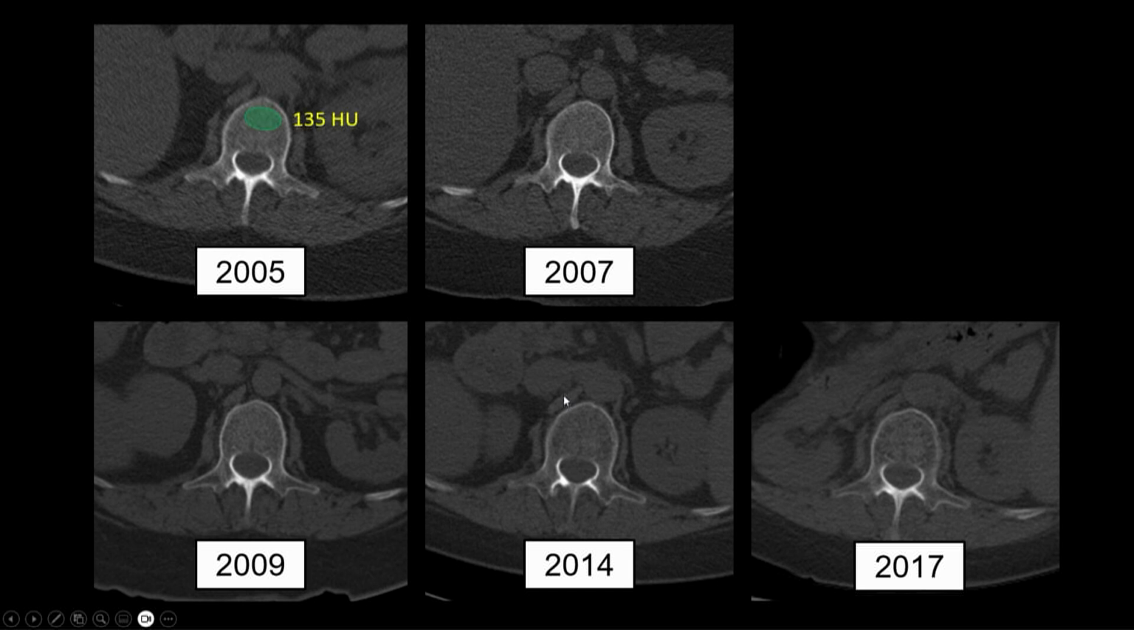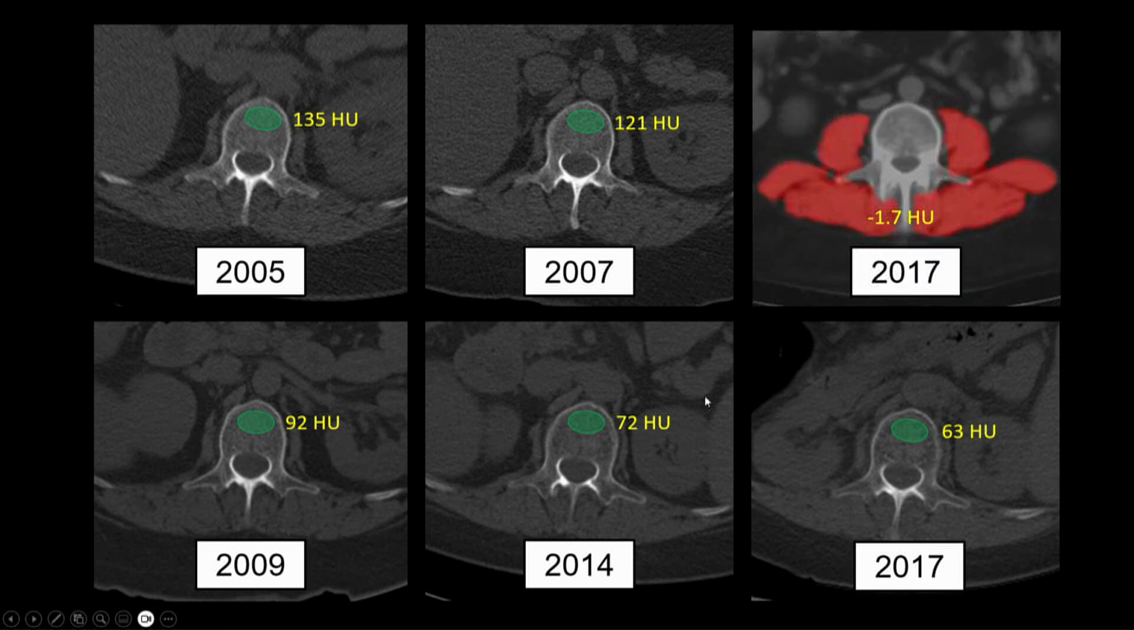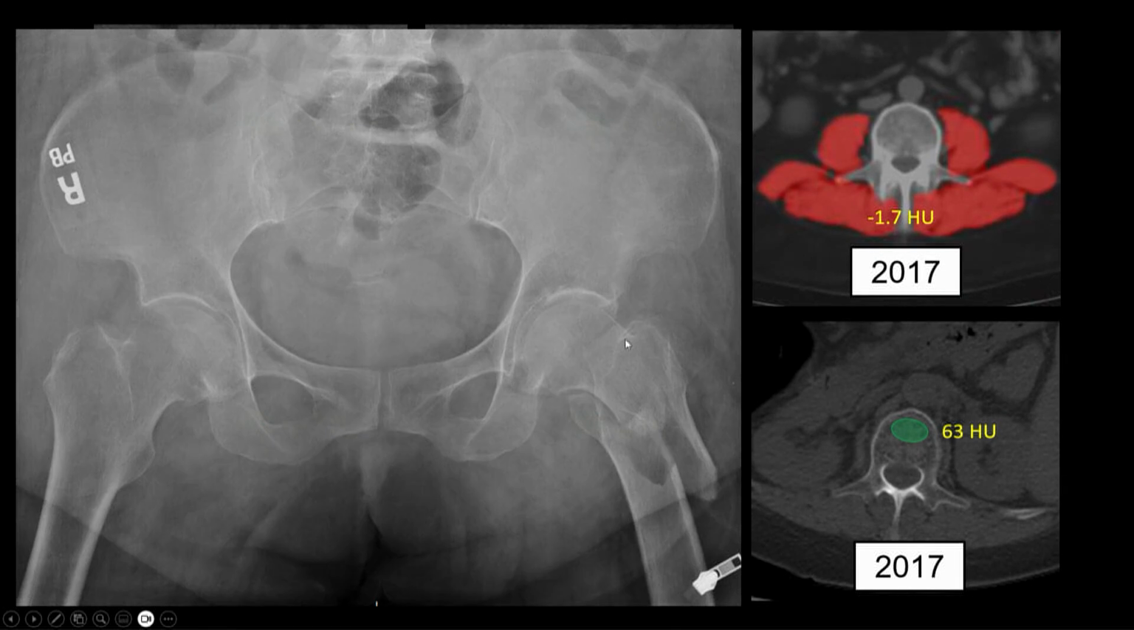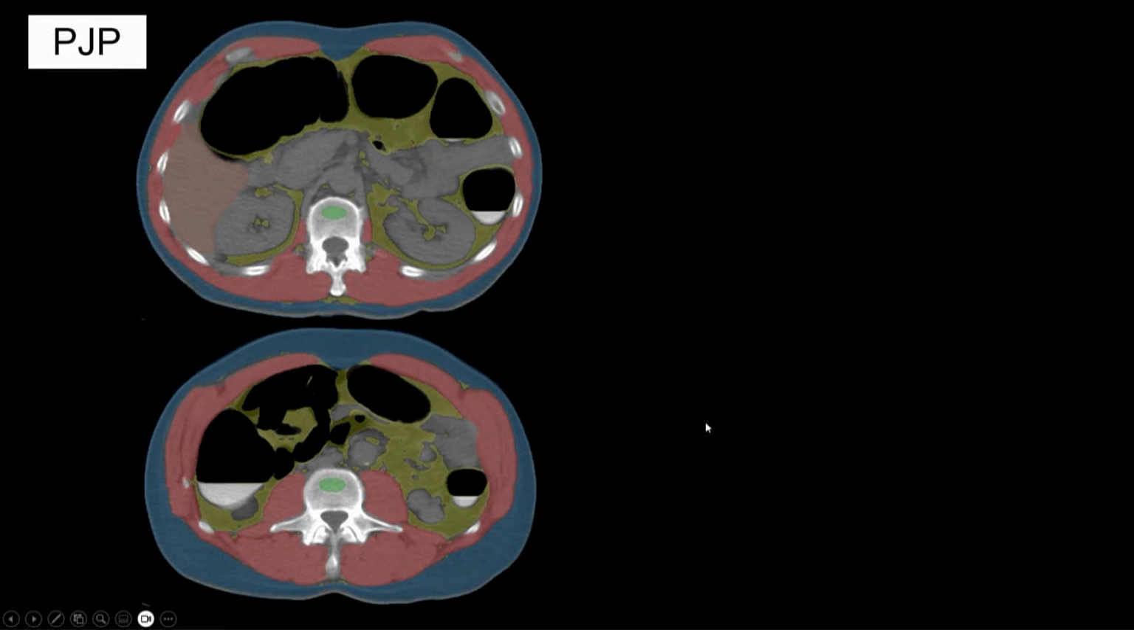And when we look at this automated bone mineral density tool, you can see she's really falling off pretty quickly into osteoporosis almost a decade before she had that hip fracture. So we should have known about this. We should have alerted the referring provider that she has advanced osteoporosis and myosteatosis. So basically, we should have seen that coming.